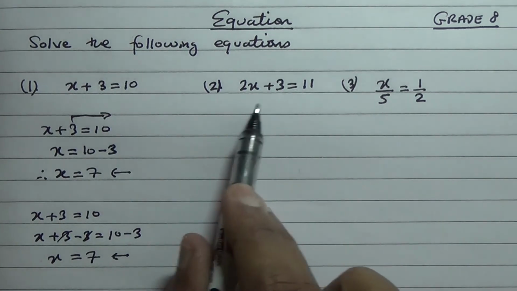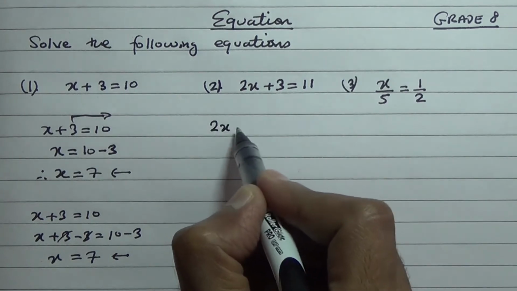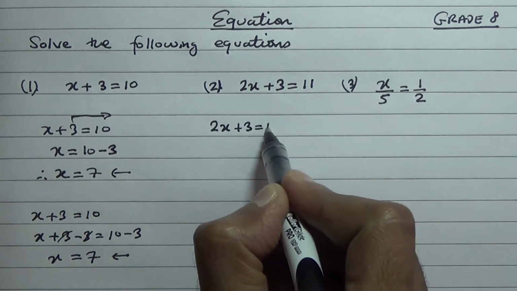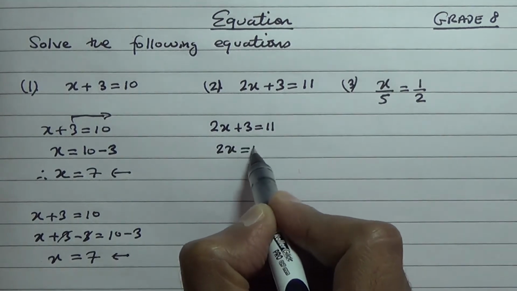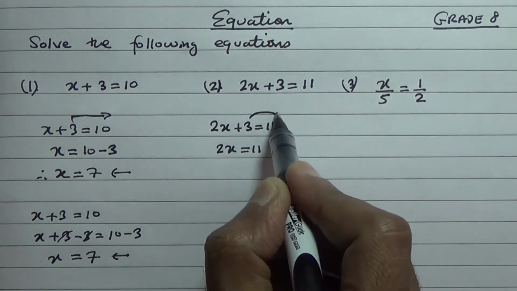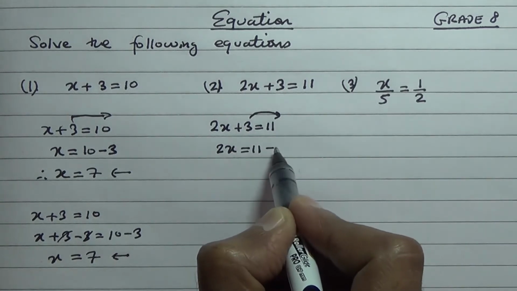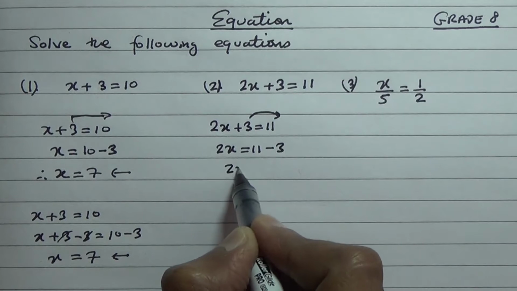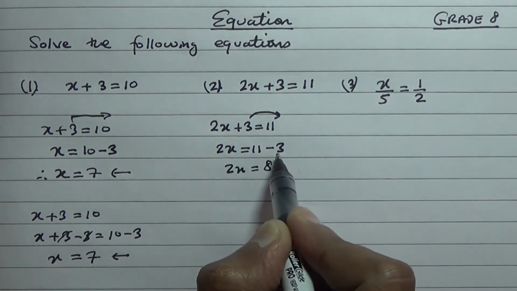If you have to solve this one, how are you going to do this? So you got 2x plus 3 is equal to 11. That means 2x is equal to 11. We're going to do the same procedure. You're going to send the 3 on the other side. Because it's plus here, on the other side it's going to become minus. So 2x is equal to 8, because 11 minus 3 is 8.